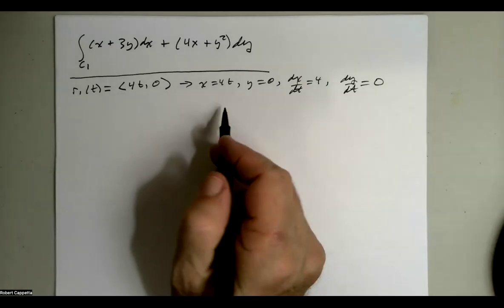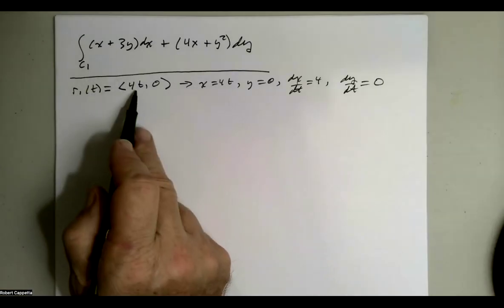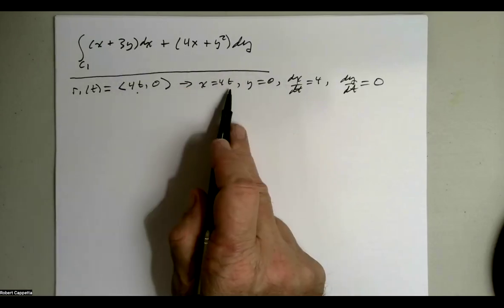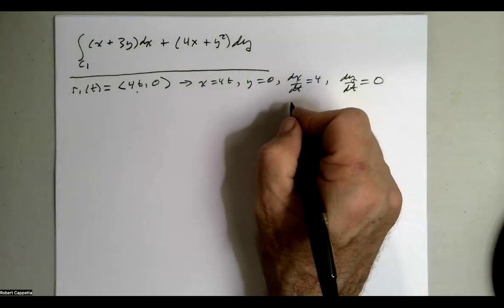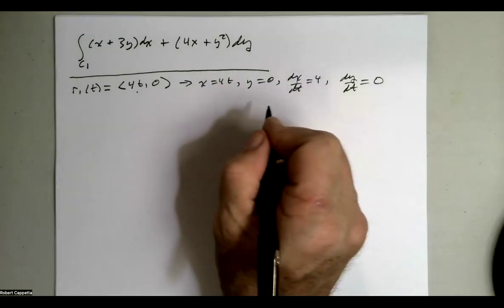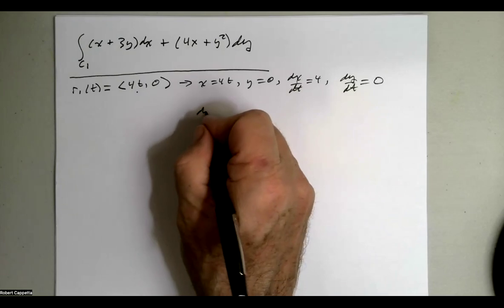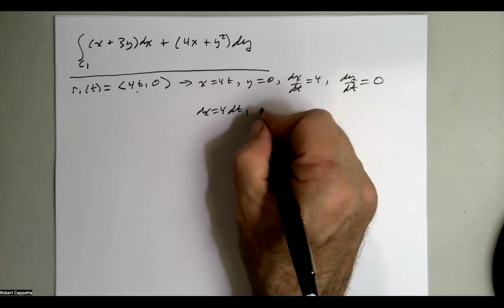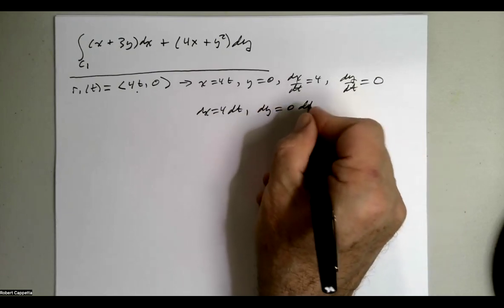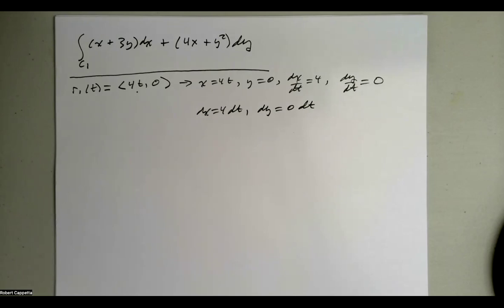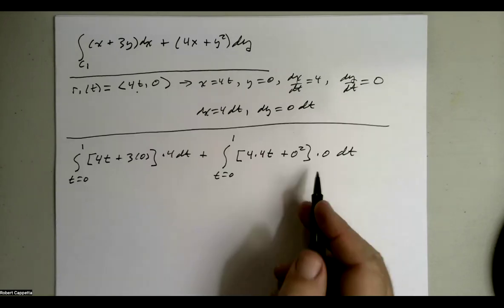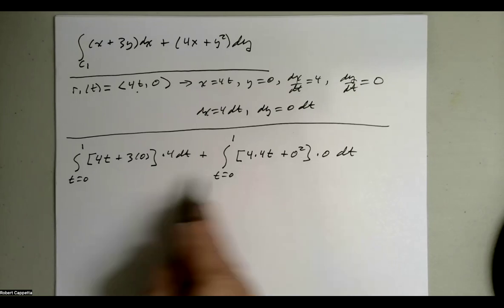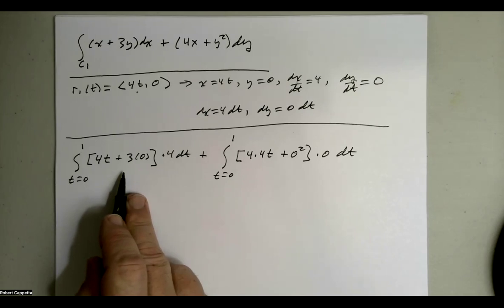So we have all this information. x is 4t, y is 0, so we can make the substitution there. Now, if x is 4t, dx/dt is 4, which means dx would be 4 dt. Similarly, dy/dt is 0, so dy is 0 dt. Then I can make my substitution and work on that integral. You'll notice the second integral is all something times 0, so the second integral goes away. 3 times 0 is 0. 4 times 4t is 16t.